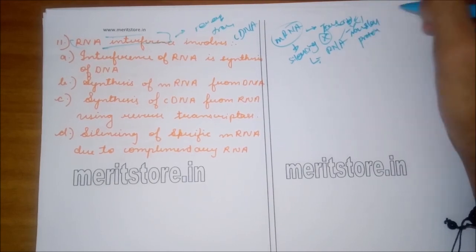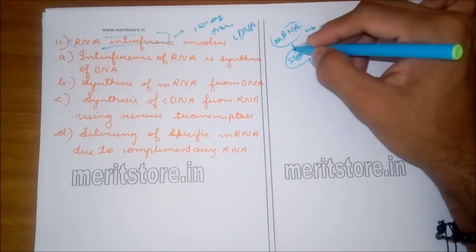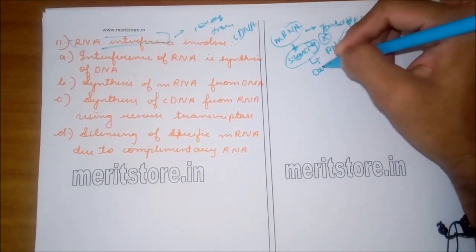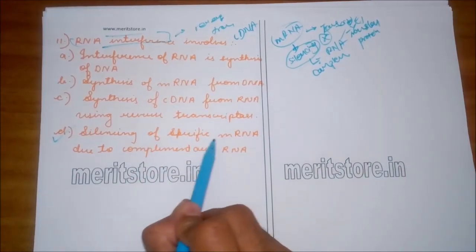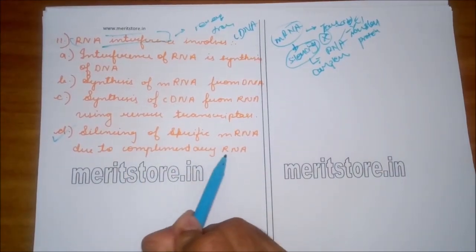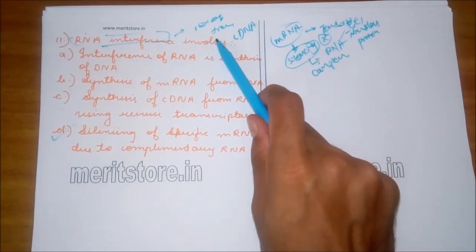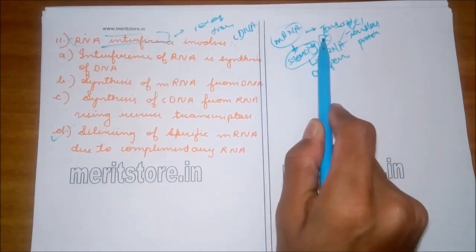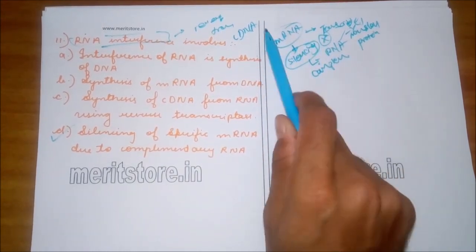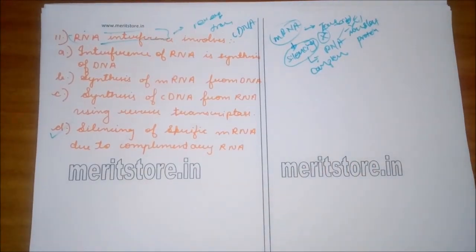That is why we need to silence or stop the translation process of mRNA by using a complementary RNA. So option D, which states that silencing of specific mRNA due to the complementary RNA, is the correct answer for RNA interference, and it is required for stopping the translation of mRNA into its corresponding protein which it codes for. So option D is the correct answer.